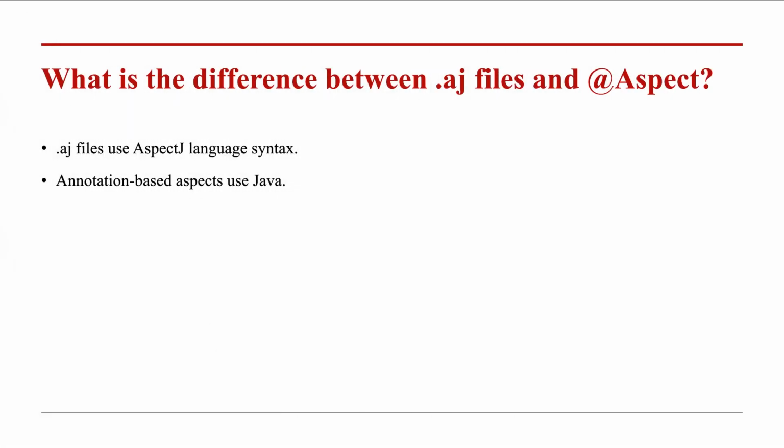Now, you might be wondering, what's the difference between a .aj file and an @Aspect class? The biggest difference is the syntax. A .aj file uses the native AspectJ language syntax. On the other hand, an @Aspect class is just a regular Java class that uses AspectJ annotations. Both approaches let you create aspects, pointcuts, and advice. The difference isn't in what they can do, it's in how you write them.